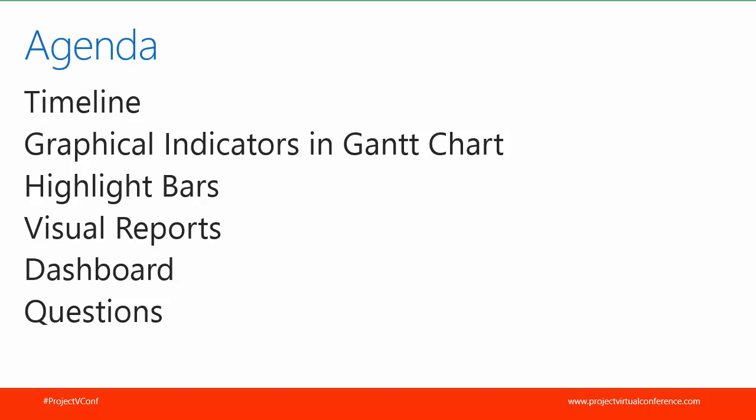First we will have a look at the timeline, available since version 2010. Then we have a look at graphical indicators in the Gantt chart, available in all versions of Project, how to highlight bars based on specific properties of a task, also available in all versions. We will see the visual reports, available since version 2007. And last but not least, we will create a dashboard, a feature available since version 2010.